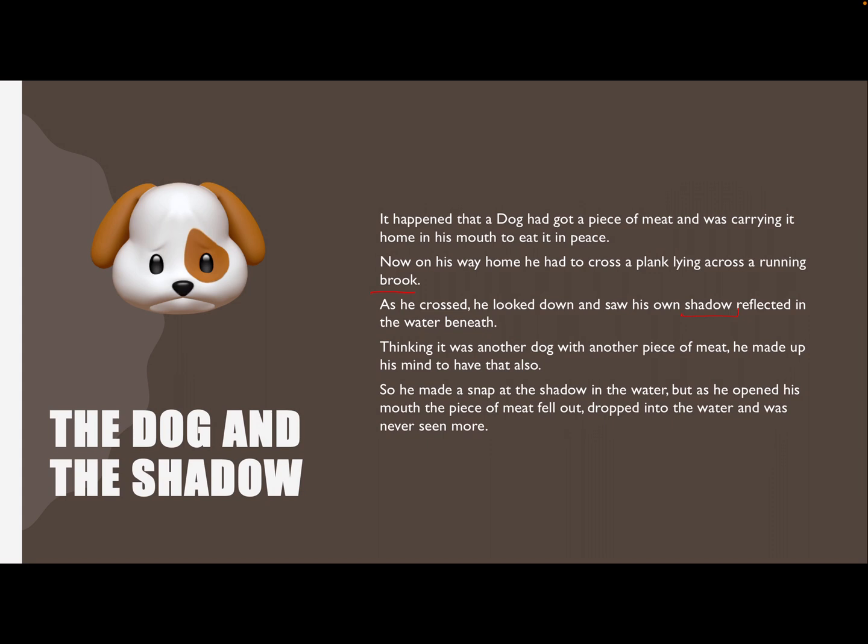What should you not do? What does it tell you about somebody who's already got something and they see somebody else with something that they want? What's the naughty thing that this dog should not do? Remember, fables are either a do this or a don't do this. So what should you do when you've got something good, and what should you not do when you've got something good?